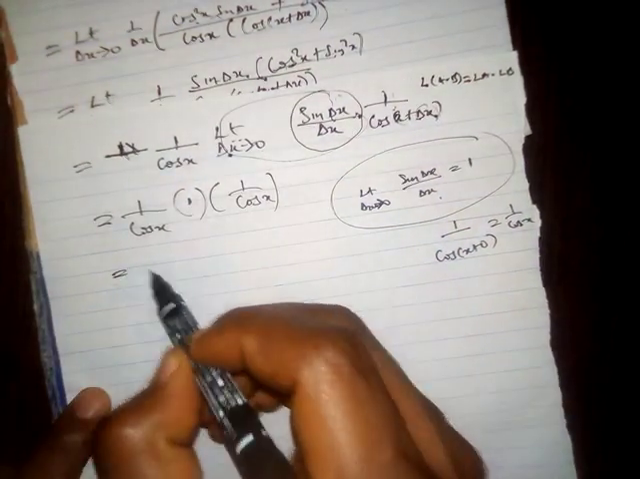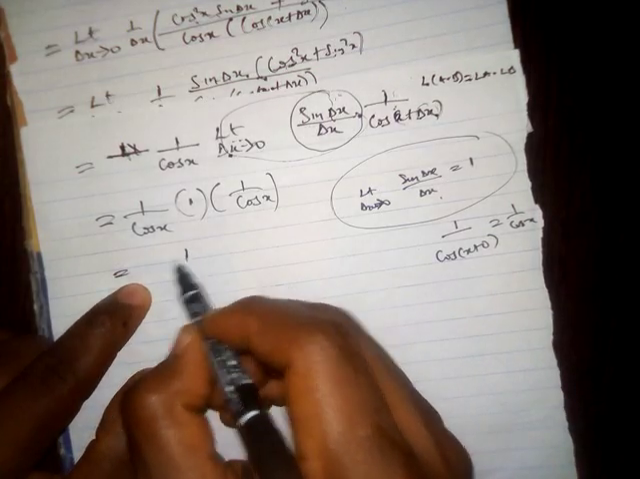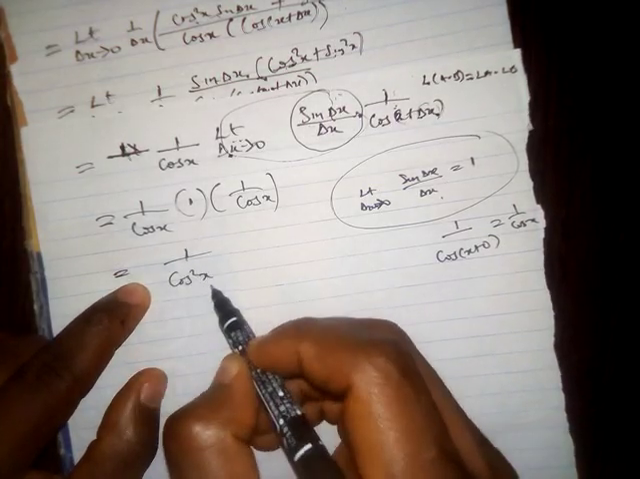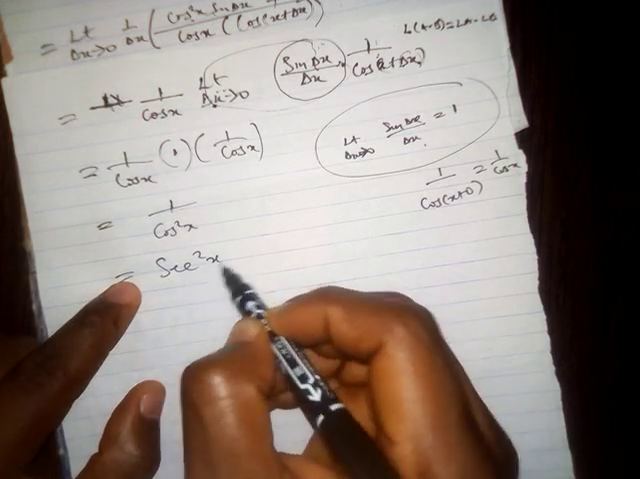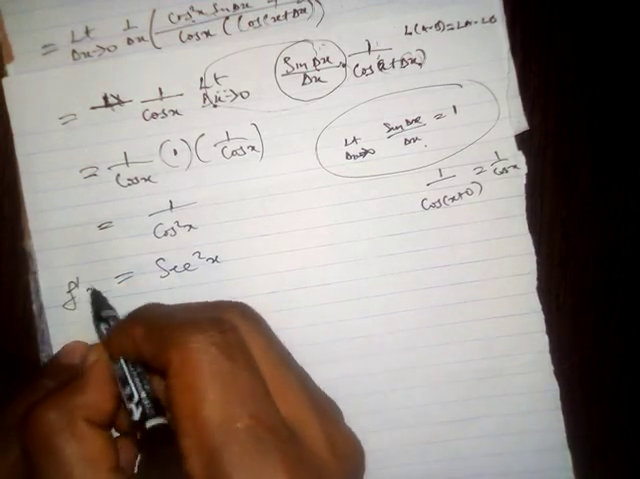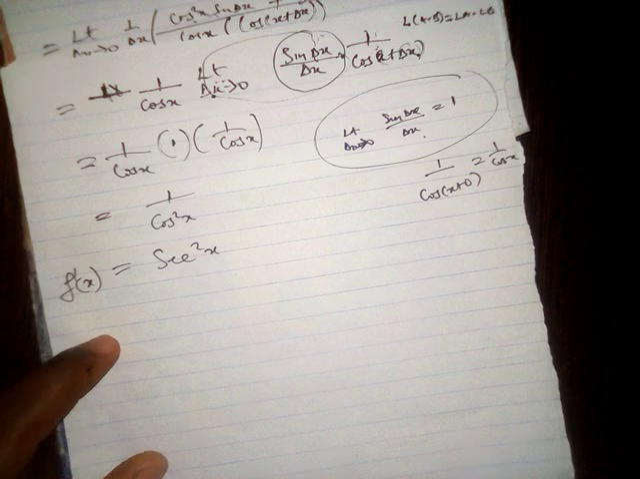So if we multiply this, we're going to have 1 over cos square x, and we know that 1 over cos square x is actually sec square x. So therefore our f prime of x is sec square x.